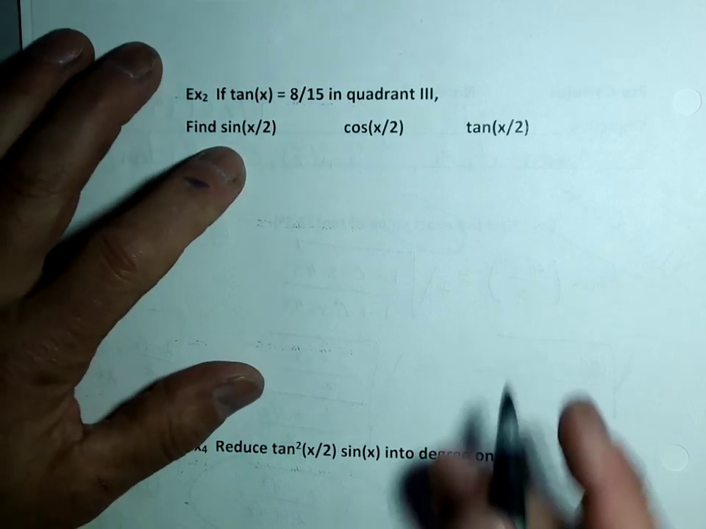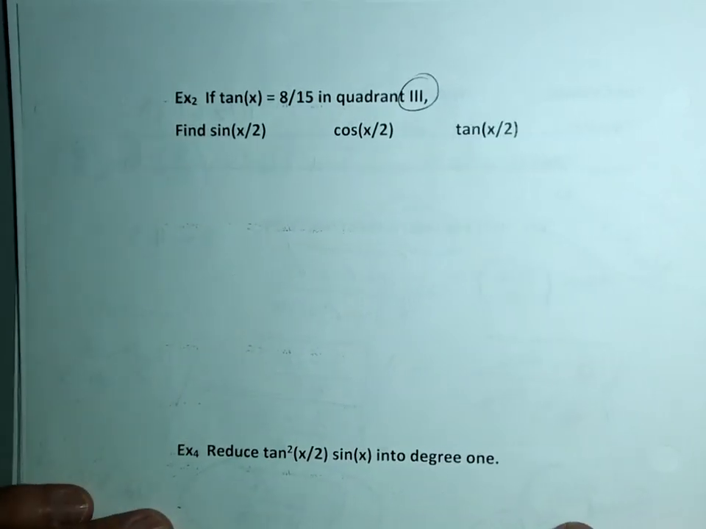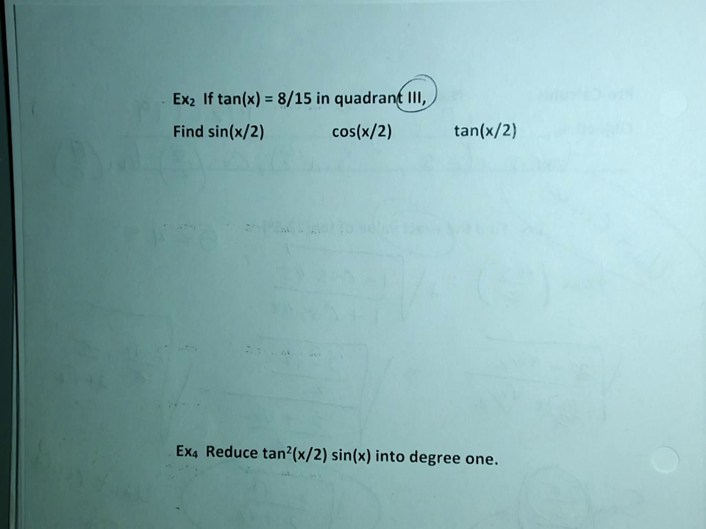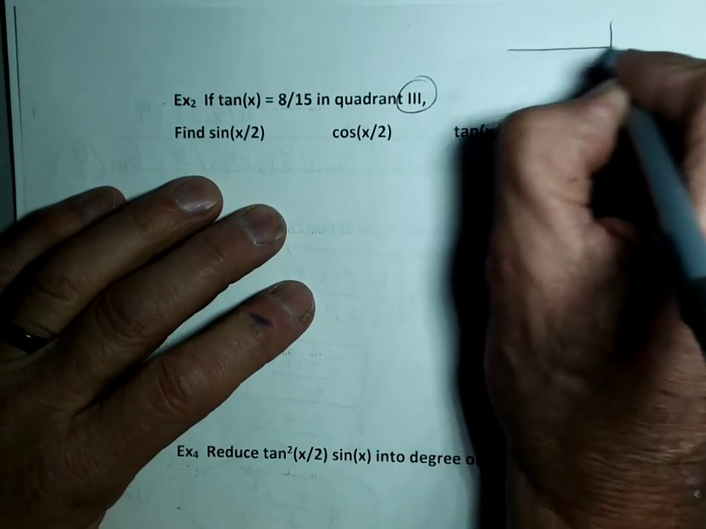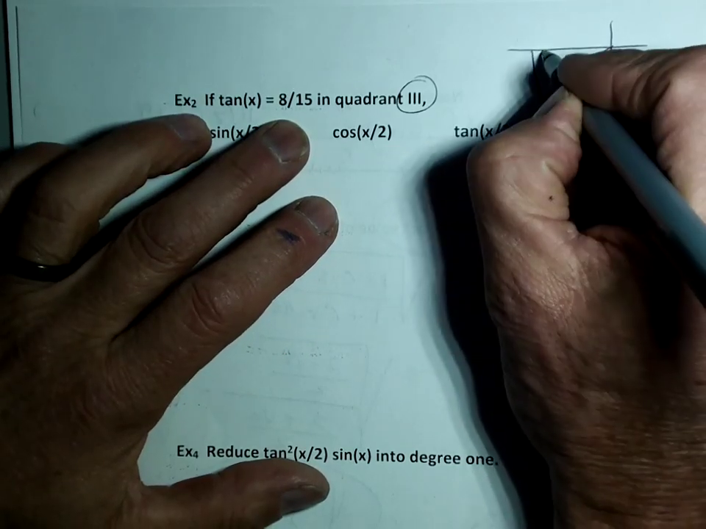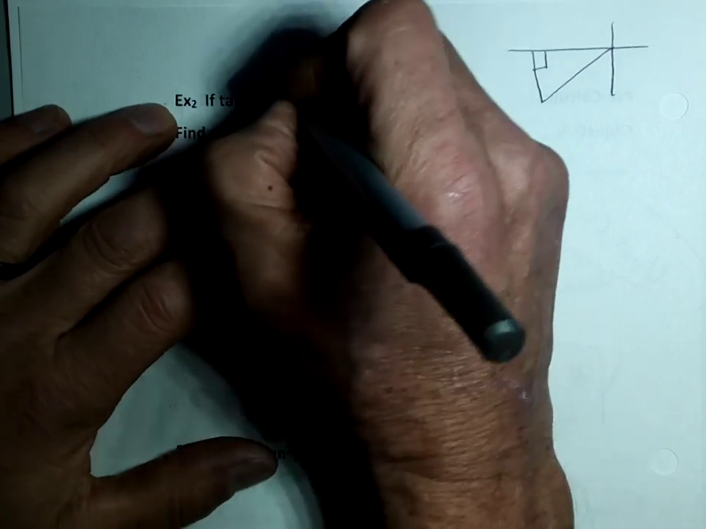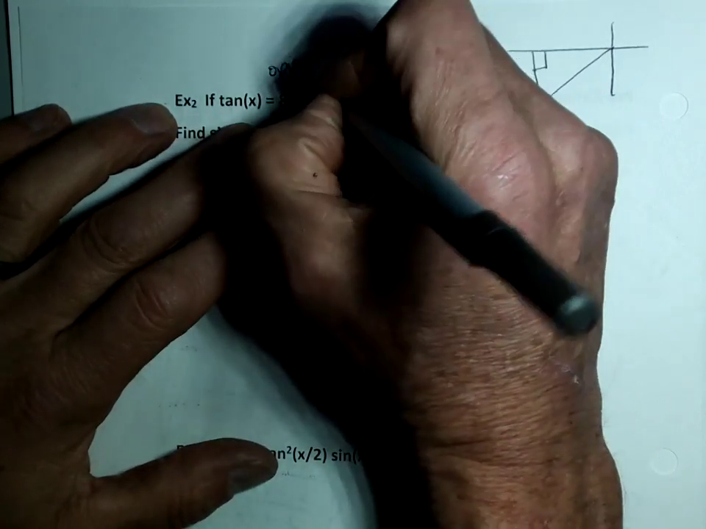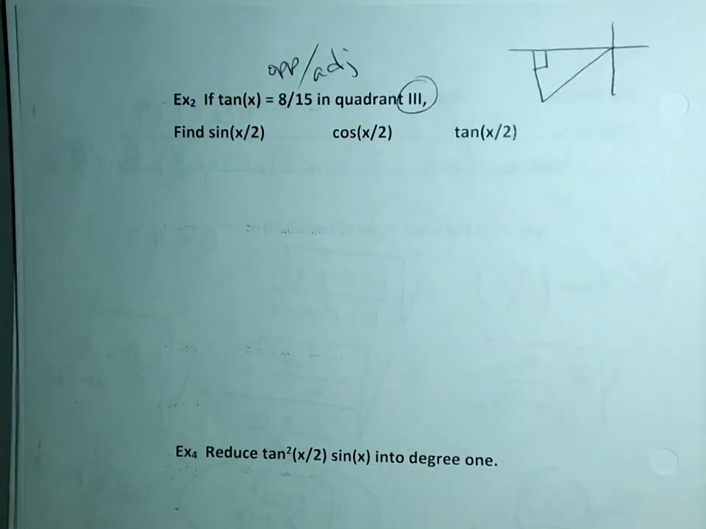So, first of all, quadrant 3. When I see that, what do you normally want to do? When you see something about quadrant 3, let's draw a triangle, right? I'm going to draw a right triangle here. Tangent is the opposite over the adjacent, right? You guys agree with that?